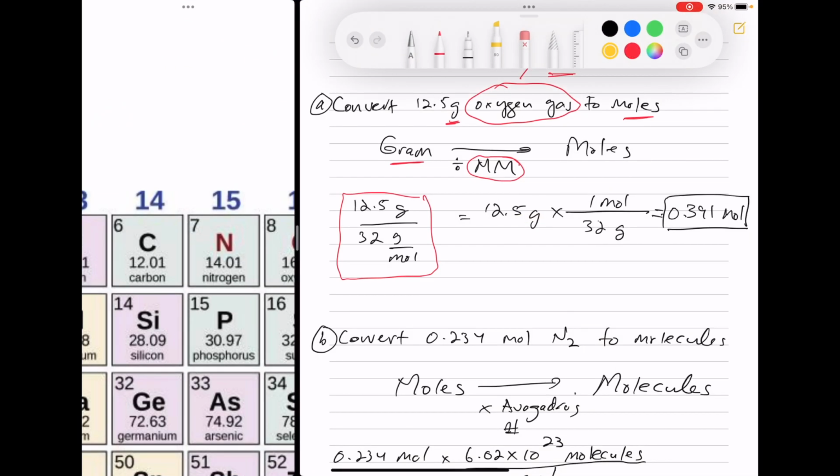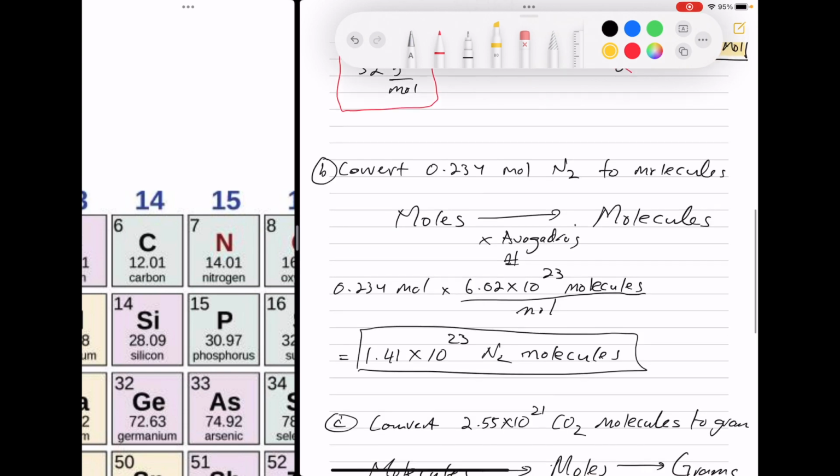And so 12.5 divided by 32 is the same as 12.5 grams times 1 mole over 32, right? I point that out because it highlights that dimensional analysis component of this problem, which is that you're trying to cancel the same units so you can get to moles. In this case, your final answer should be 0.391 moles with 3 significant figures.